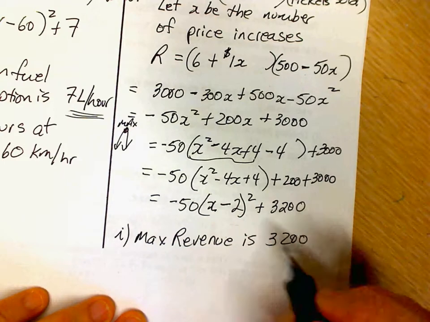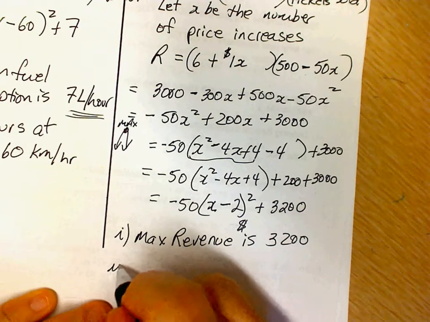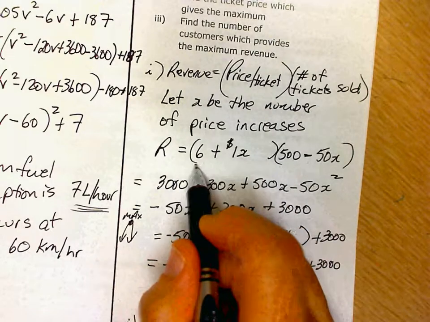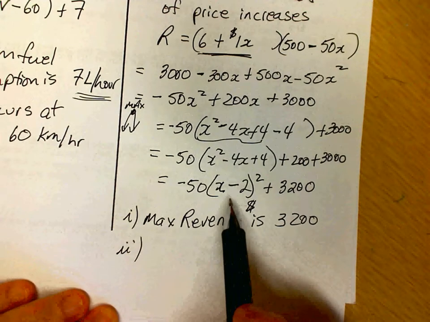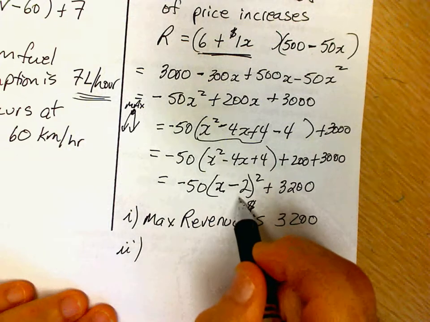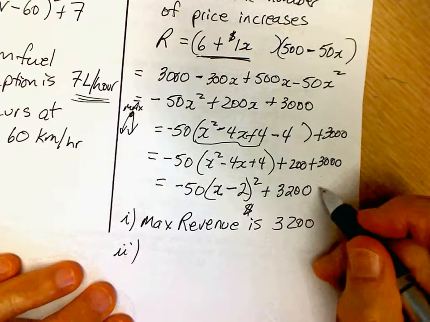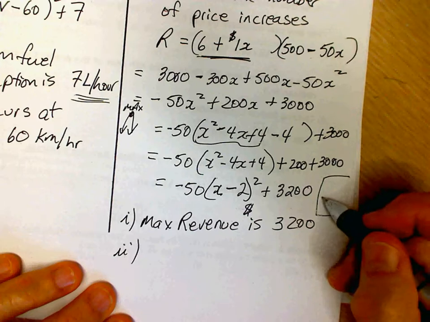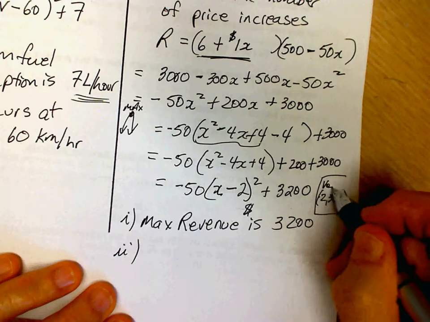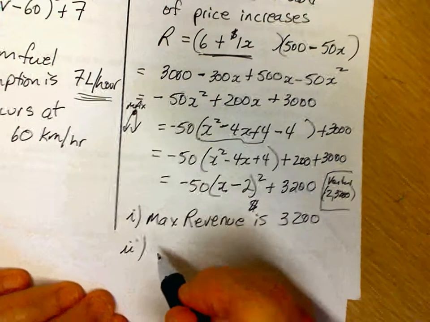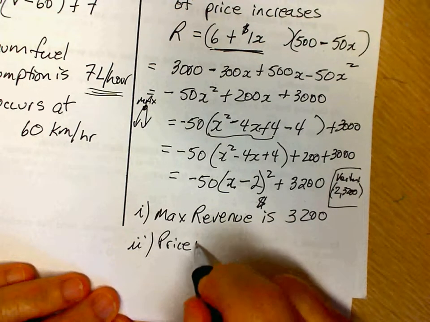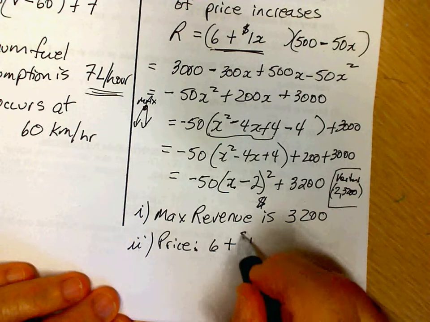Next, let's find the ticket price. How many price increases does he want? 2, because x equals 2. Right? So you realize the vertex is 3,200, right? That's our vertex. So it occurs when x equals 2. So our price is going to be 6 plus $1 times 2, which is $8.